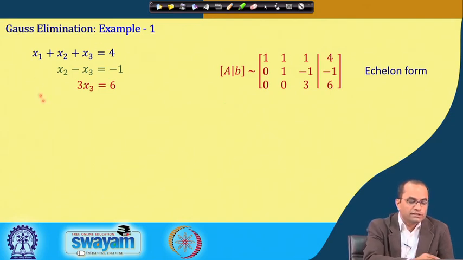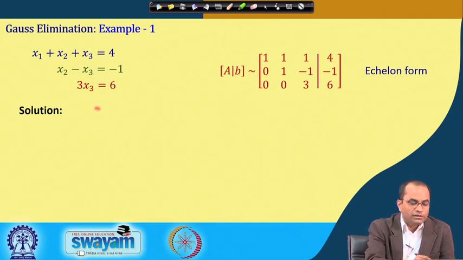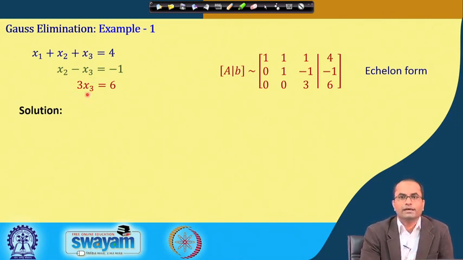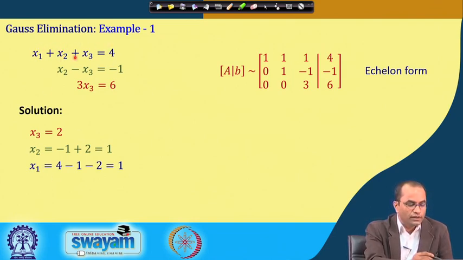So, first let us see with the equations how to get the solution now. From the last equation, we can directly write down our x3. So, x3 will be 6 by 3, that is 2, and from equation number 2 we can now get x2 is equal to minus 1, and then this x3 will be added, that is 2. So, we will get 1, and from equation number 1, since x2 and x3 are known, we can get x1 as 4 minus this x2, 1, and minus x3, that is 2.